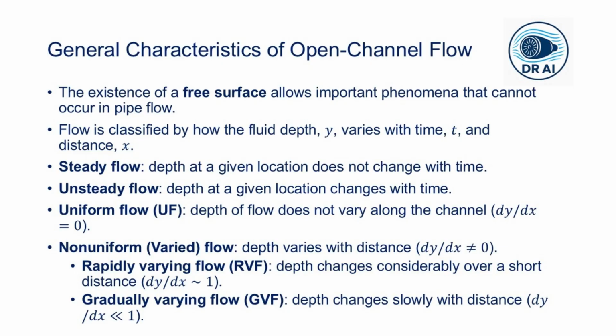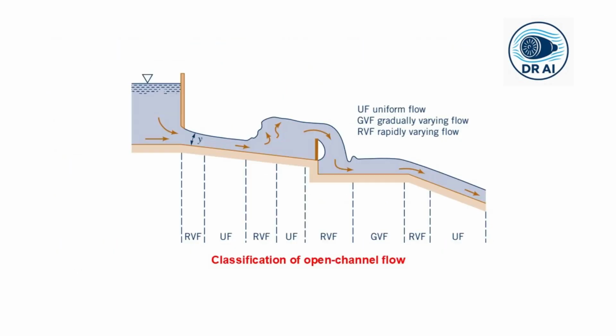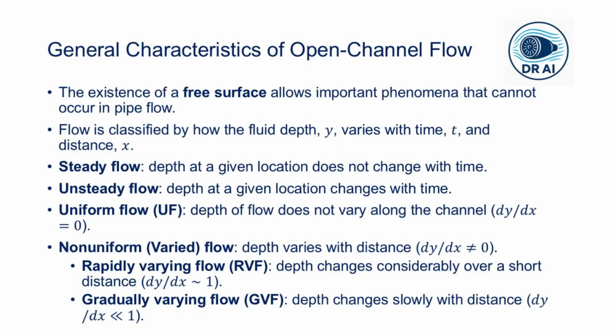But on a longer stretch of the same river, the depth might change very, very slowly as the river valley widens or narrows. That is gradually varying flow, which we abbreviate as GVF. Here, dy/dx is much, much less than 1. The change is so gradual that you can barely see it from one spot to the next.